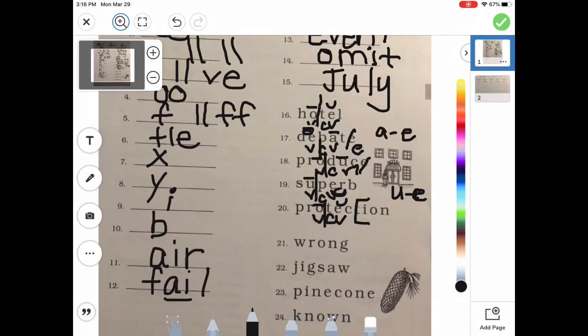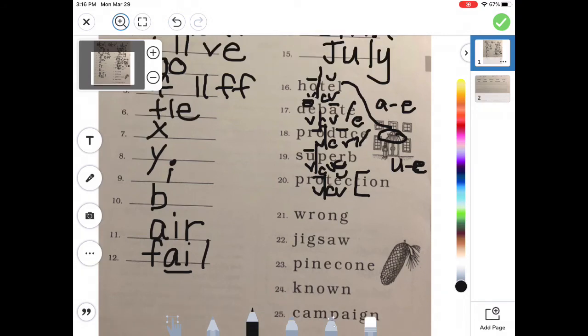All right, so hotel, debate, produce, superb, and protection. So which one matches the picture? The hotel. And it gives you a clue because look, it says hotel above the door. All right, what about our next word?